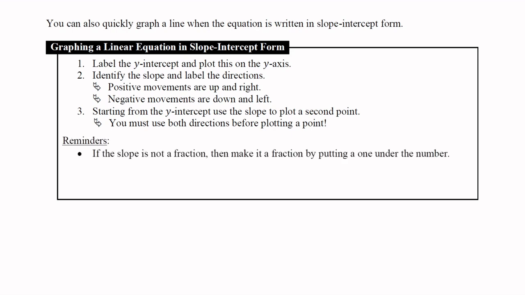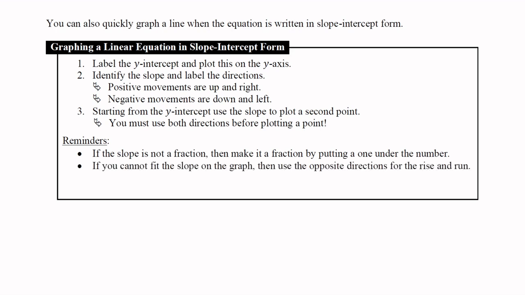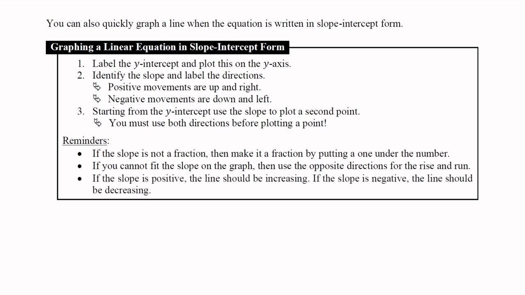Remember, if the slope is not a fraction, then make it a fraction by putting a 1 under the number. If you cannot fit the slope on the graph, then use the opposite directions for rise and run. If the slope is positive, the line should be increasing. If the slope is negative, the line should be decreasing when you have your final sketch.